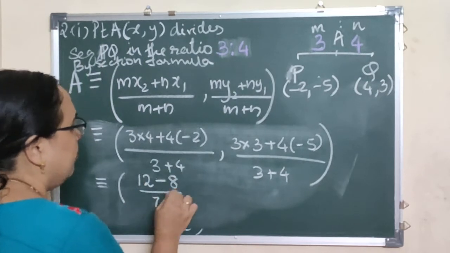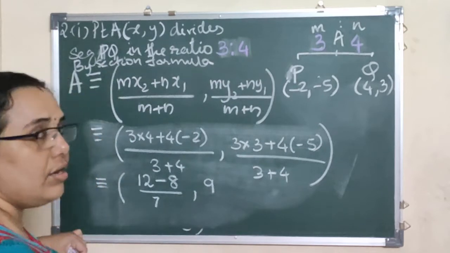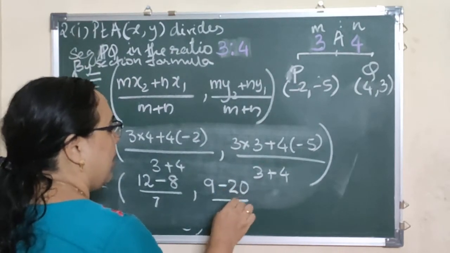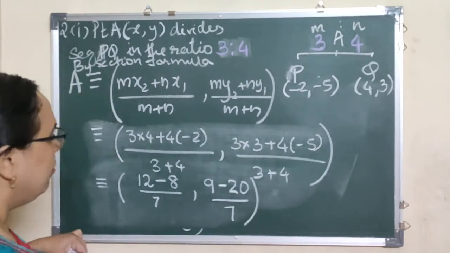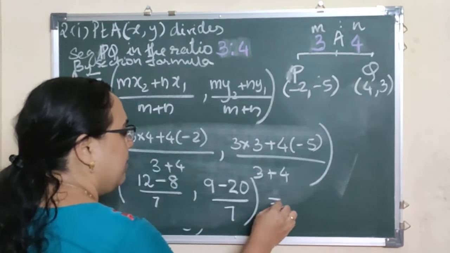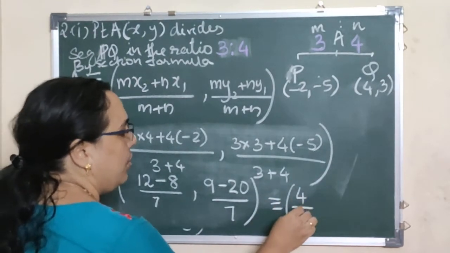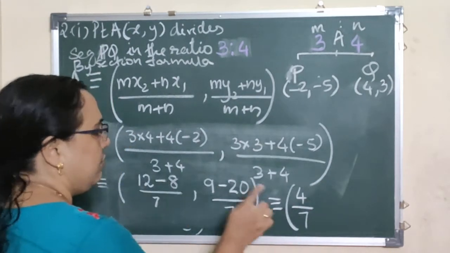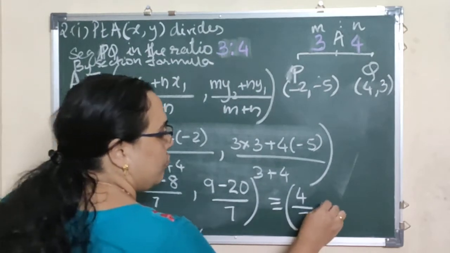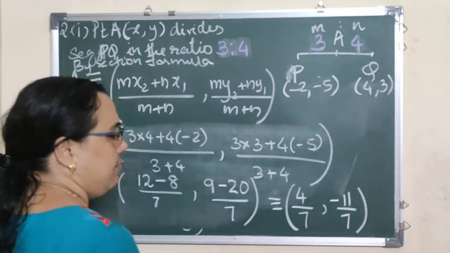Very good. 7. And what do we have here? 9. 4 5s are 20 upon 7. So what do we have? 12 minus 8 is 4 upon 7. 12 minus 8, so it is positive. 9 minus 20, so -11 upon 7.